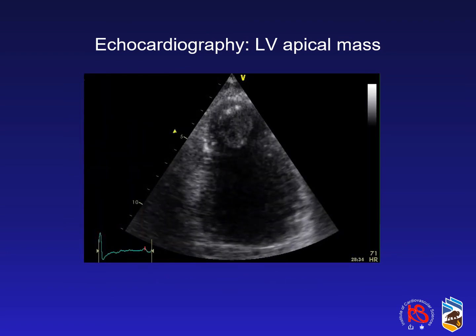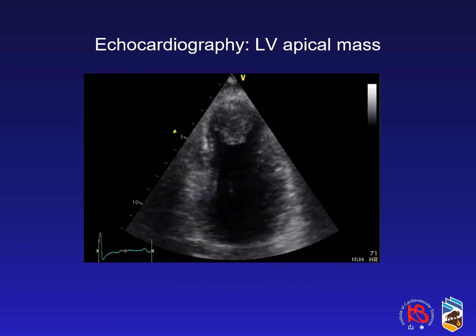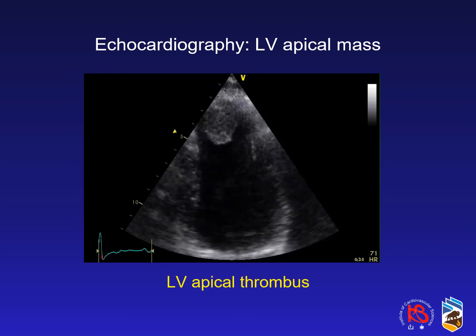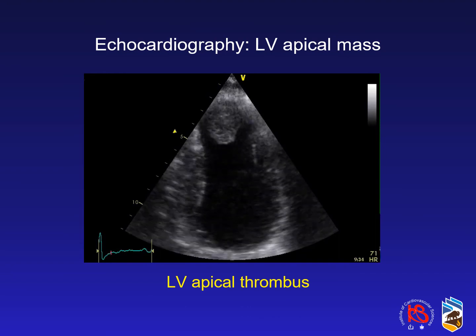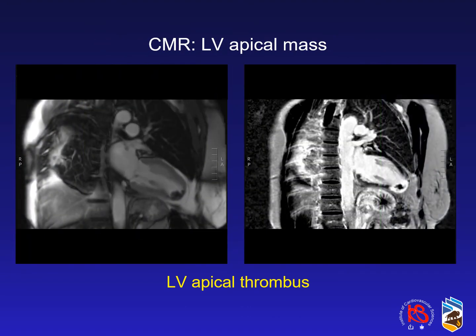This is a focused apical 2-chamber view where we can clearly see a large echo-dense mass consistent with a thrombus in an individual post-myocardial infarction. This is a cardiac MRI of a patient with an LV apical thrombus, and when one looks at the gadolinium-enhanced images on the right, one can clearly identify that the mass does not enhance, which is in keeping with thrombus.